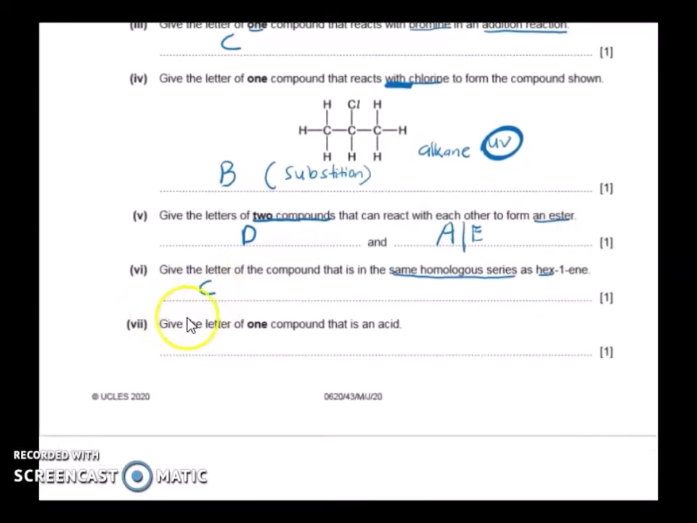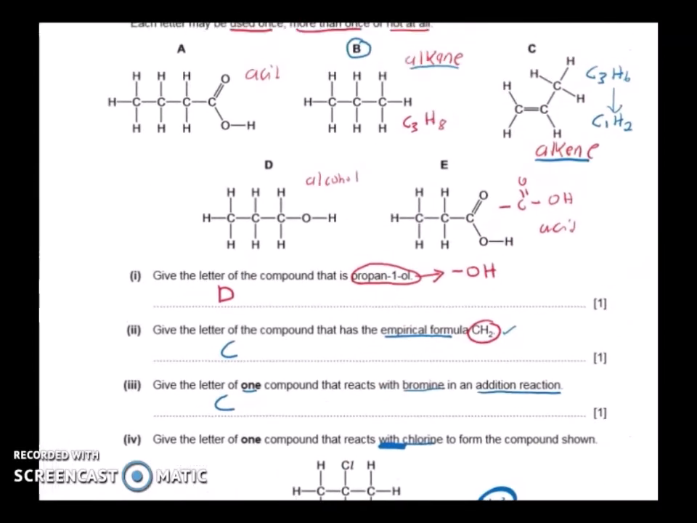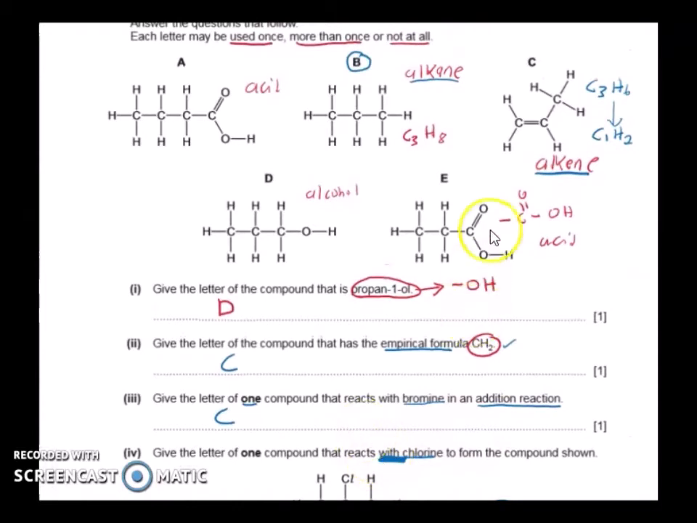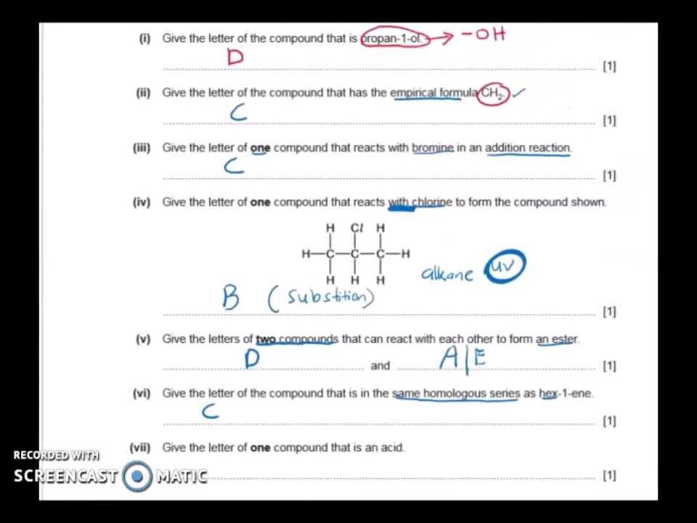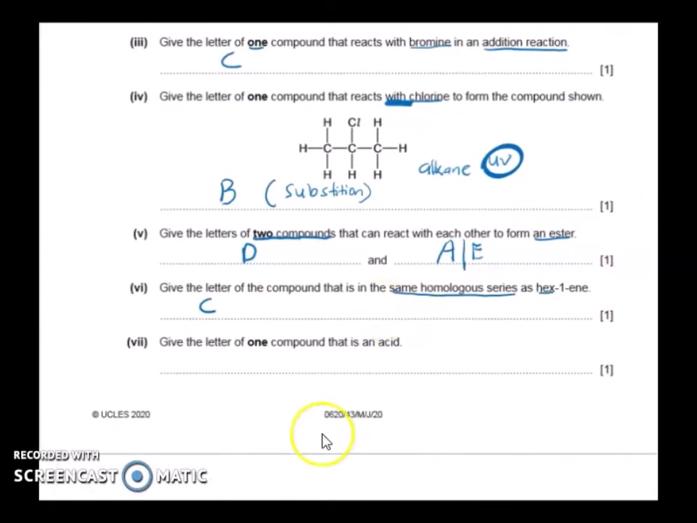And give the letter of one compound that is an acid. An acid is a carboxylic acid. They have this functional group, so it's E or A. You can choose either one as your answer. So here you put A. Okay, we move on with the next question.